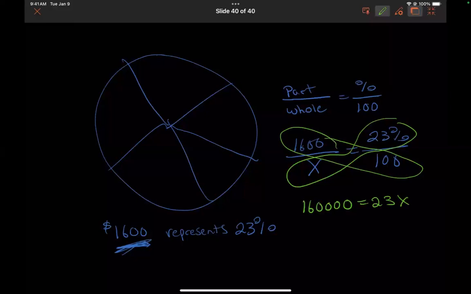Is it 23% or 0.23? Because I did 23 over 100, which basically changes it to that decimal. Okay, I see. Yep, because you could always do it like this: 1,600 equals 0.23 times the total. Right, that's kind of how I did it. Yeah, it's the same thing.